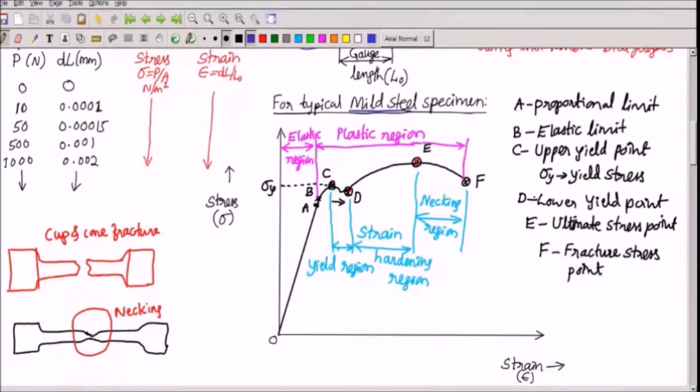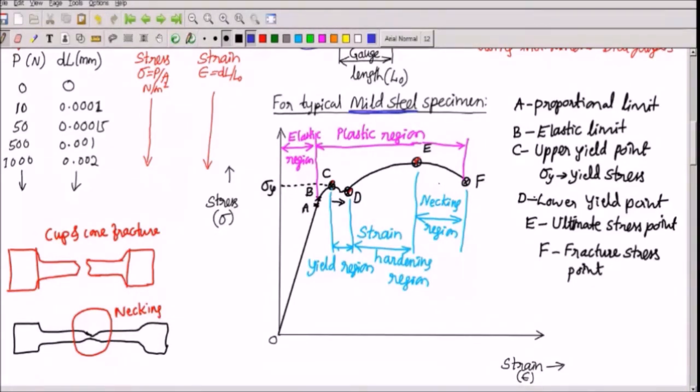This is the typical stress strain curve observed for mild steel. Mild steel is a soft material. It is supposed to be a ductile material. A ductile material is a material which undergoes a considerable amount of plastic deformation, or it is a measure of the material's ability to deform. So mild steel is a ductile specimen, so it undergoes considerable plastic deformation. That is why beyond this point C, point D, point E, point F, all those points can be clearly seen in the stress strain diagram.